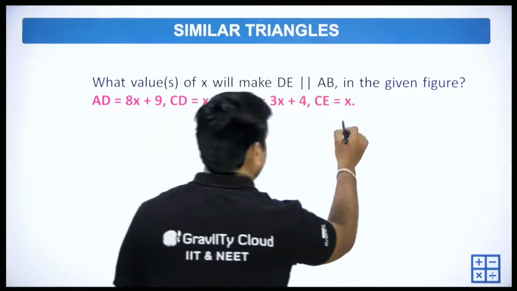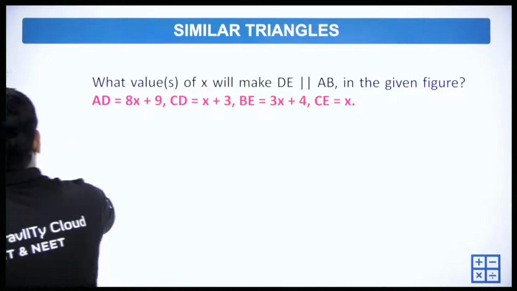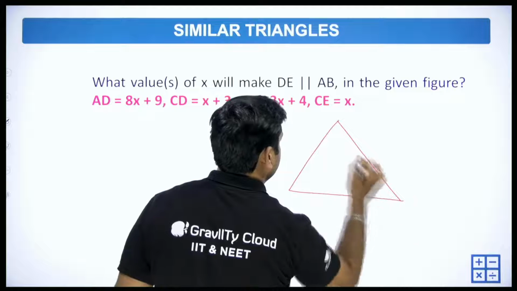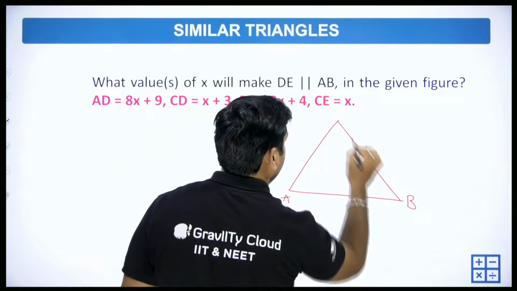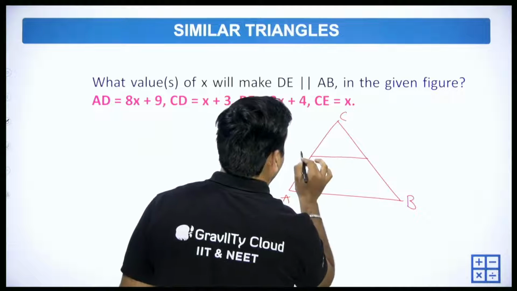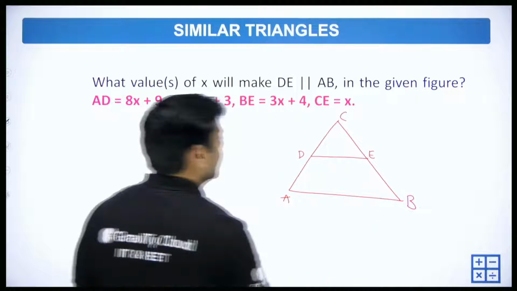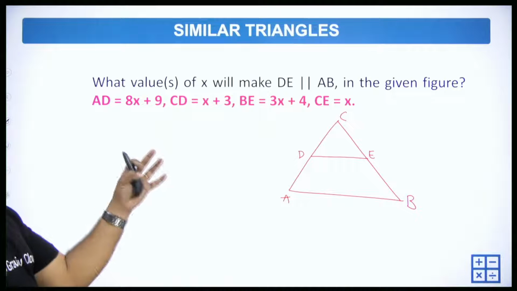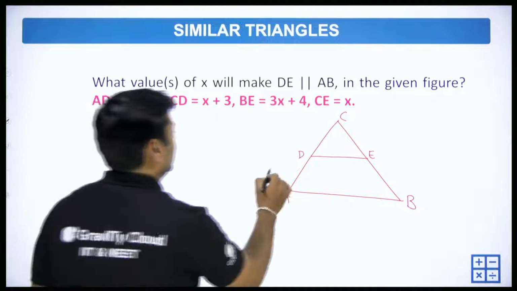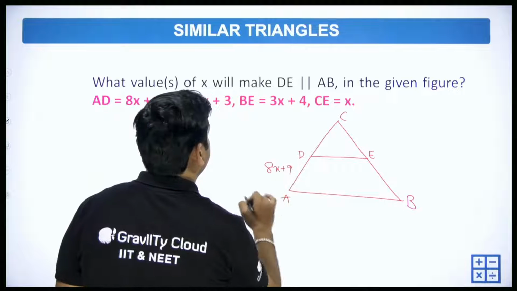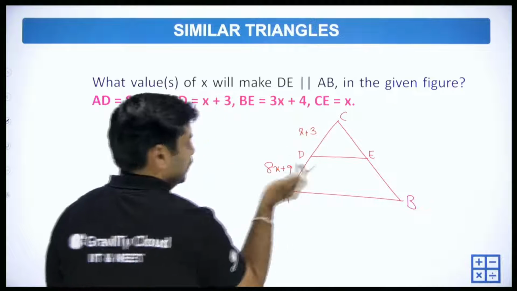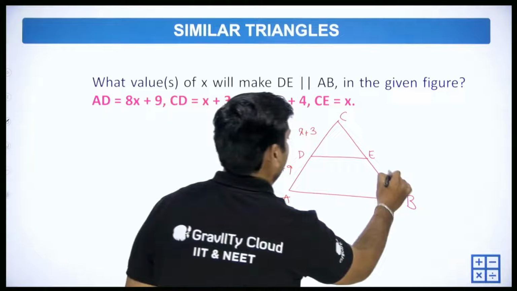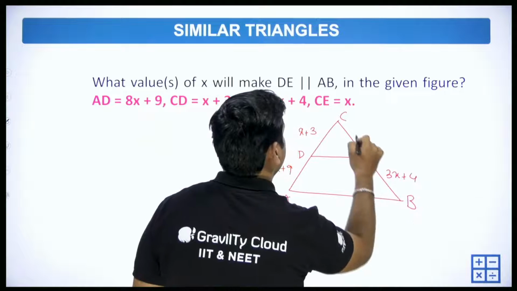So let's just try to draw the figure. I'm so sorry. So DE parallel to AB. So this is triangle ABC, and we have DE parallel to AB in the given figure. AD is given and CD is given. Okay, so AD is given as 8x plus 9 and CD is given as x plus 3. The figure which we showed before is not exactly correct. And BE is given as 3x plus 4 and CE is given as x.